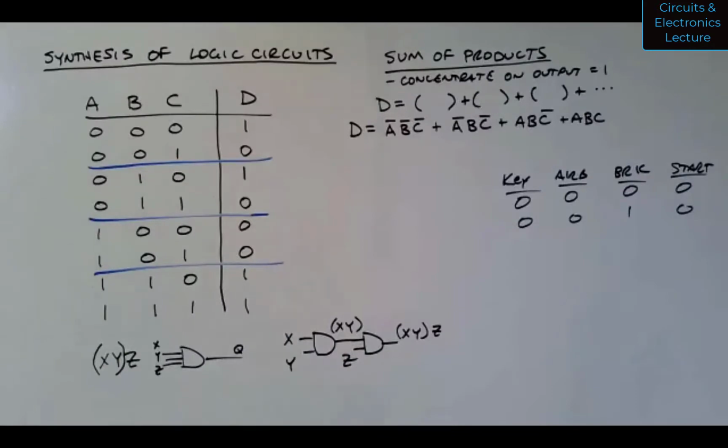And so, the simplest case: if you had a lock and you have to turn 2 switches on and 1 switch off, there would be just one case where D is 1, and in all other cases it's 0.